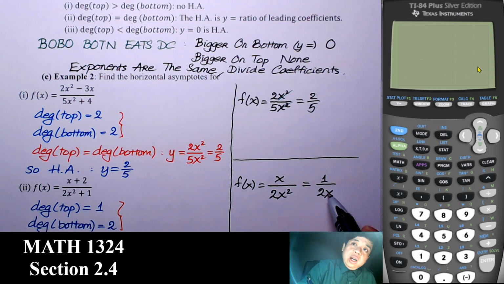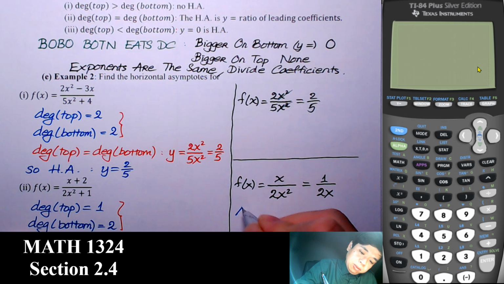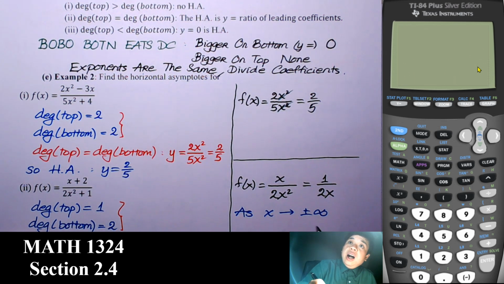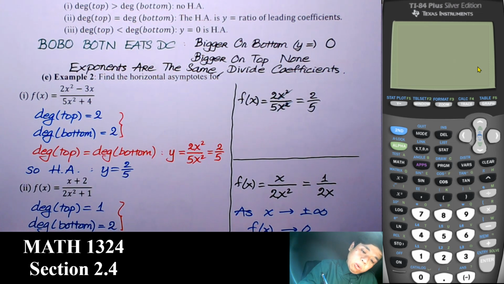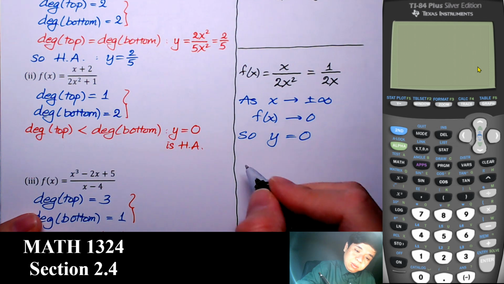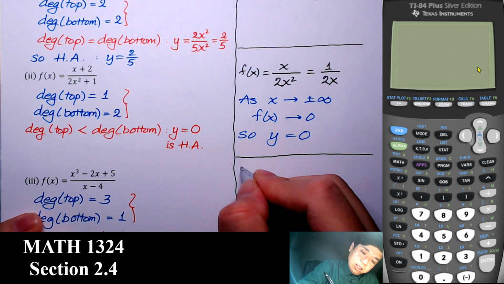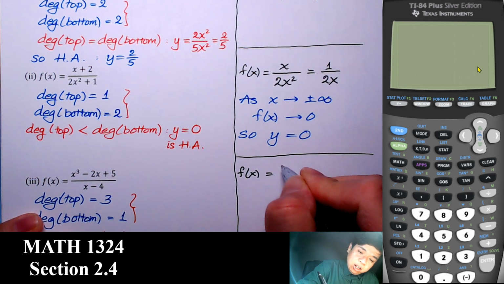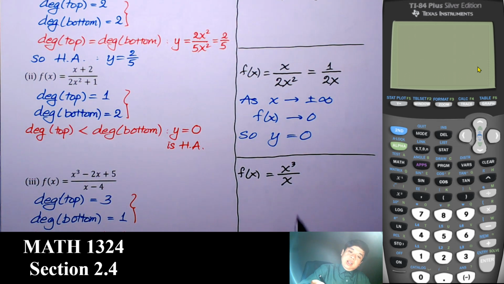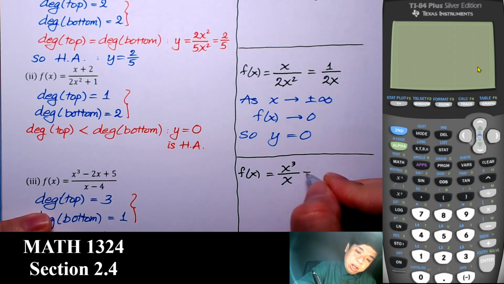So in that case, as x goes to infinity, or could be negative infinity, the whole thing goes to 0. So we say y equal to 0 is the horizontal asymptote by definition. Next, here we take the highest power term on the top and the highest power term at the bottom, and this x cubed over x, that cancels out, and we have x squared.